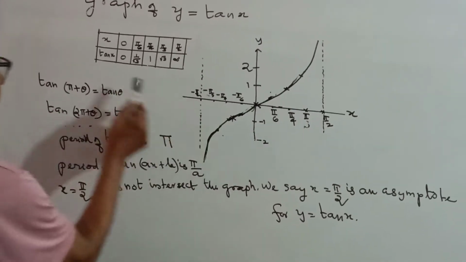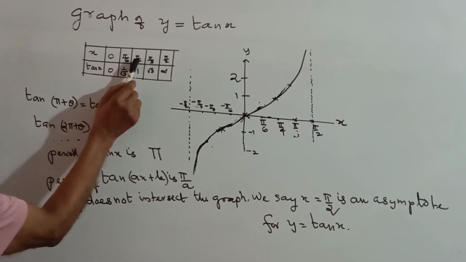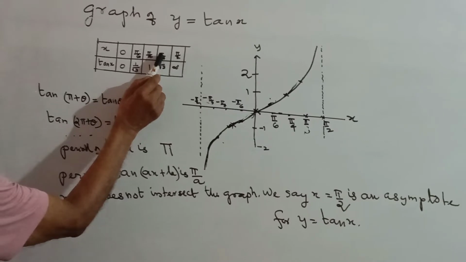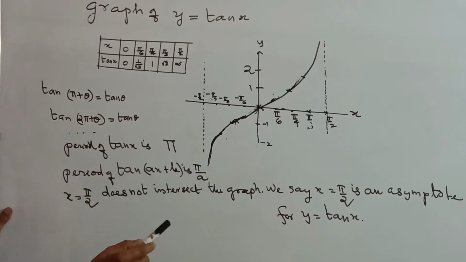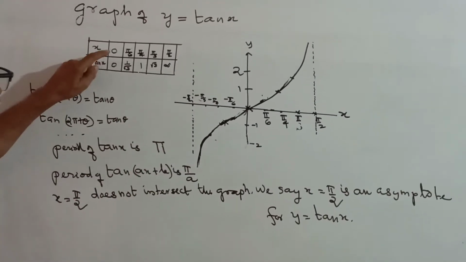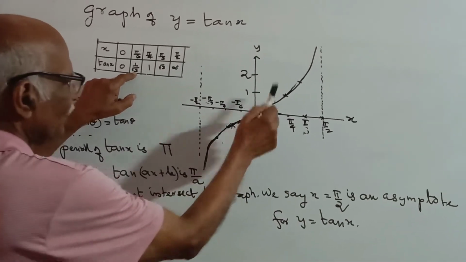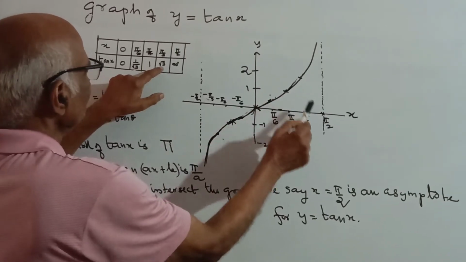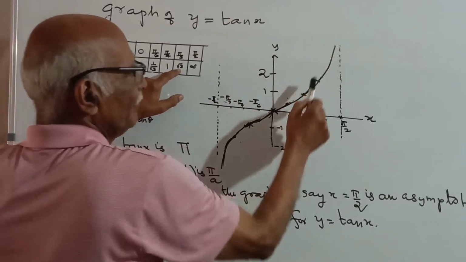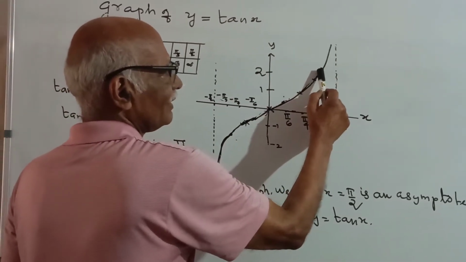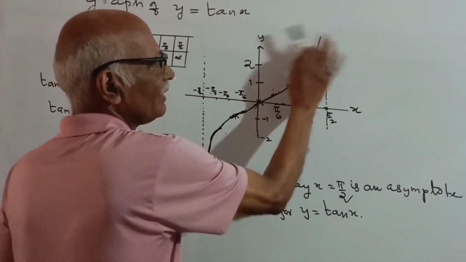Now corresponding values for negative angles. Minus pi by 6 gives you minus 1 by root 3. Minus pi by 4 gives you minus 1. Minus pi by 3 gives you minus root 3. Minus pi by 2 gives you minus infinity. Now we can plot these points: (0, 0), then (pi by 6, 1 by root 3), (pi by 4, 1), then (pi by 3, root 3), and (pi by 2, infinity). That means the curve will touch this line at infinity only. So in this finite part, there is no contact.